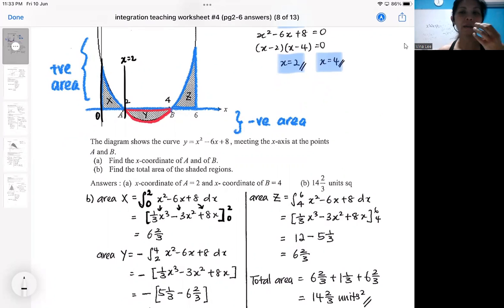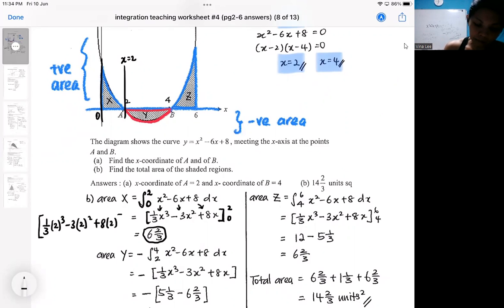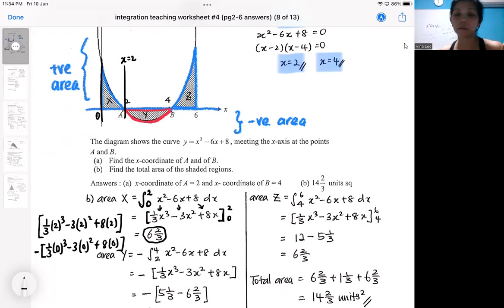It's a bit like top minus bottom. Some people may have some issue getting the 6 and 2/3. If you have that issue, I suggest you really write it out. This is the top: you put in x equal to 2 and subtract what you get when you put in x equal to 0. If you are the kind who is very careless with your calculator, I suggest you really work it out. I'm expecting it to be positive, and it's really positive.